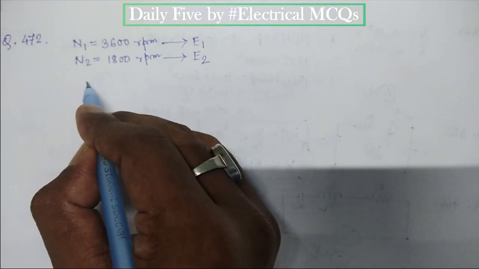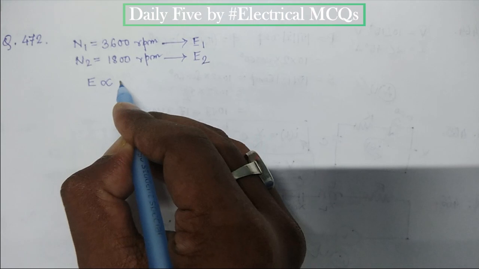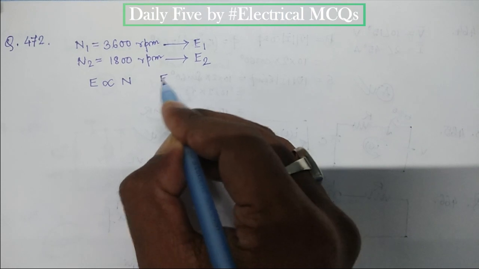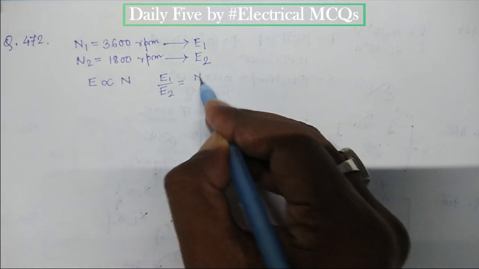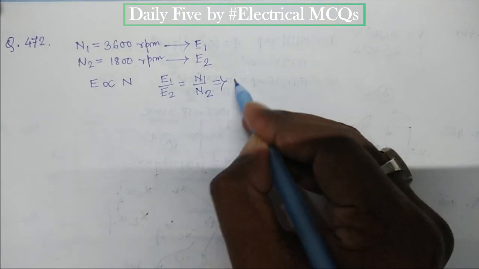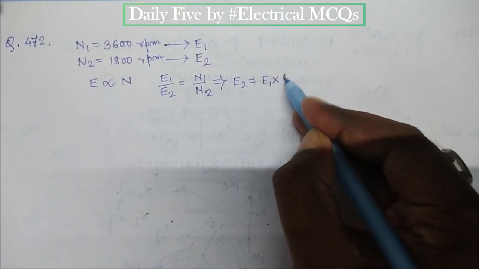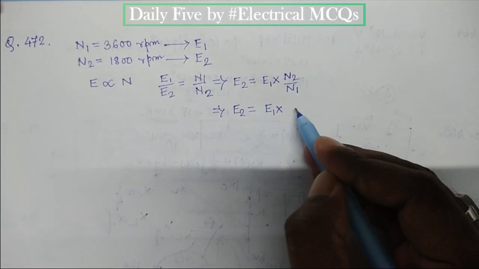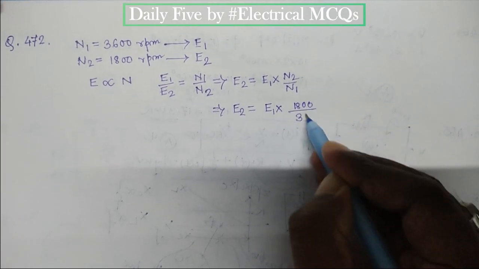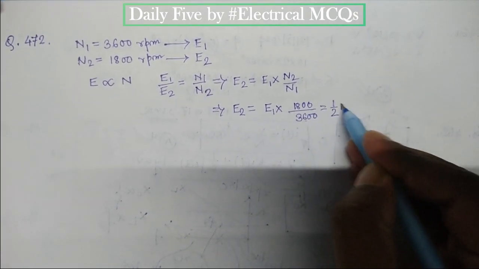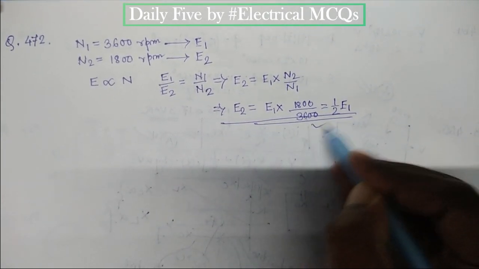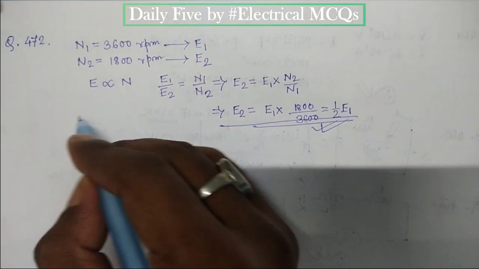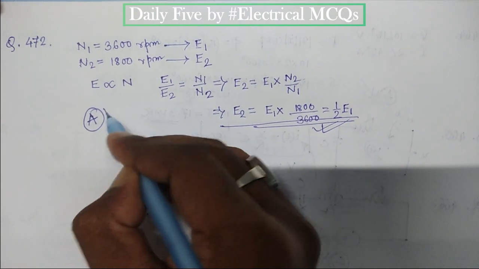Now you know that the generated EMF E is proportional to the speed of the alternator. So definitely E1 by E2 equals N1 by N2. That implies E2 equals E1 into N2 by N1. That means E2 equals E1 into 1800 by 3600, so equal to half E1. That means for the new speed, the new EMF will be half the initial EMF. So option A, that is 1/2, will be the answer here.